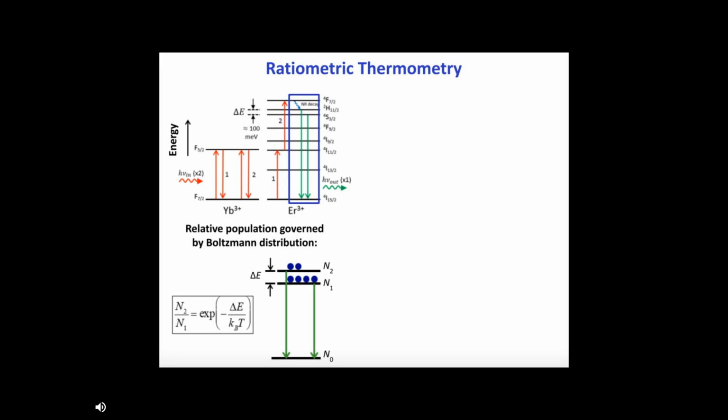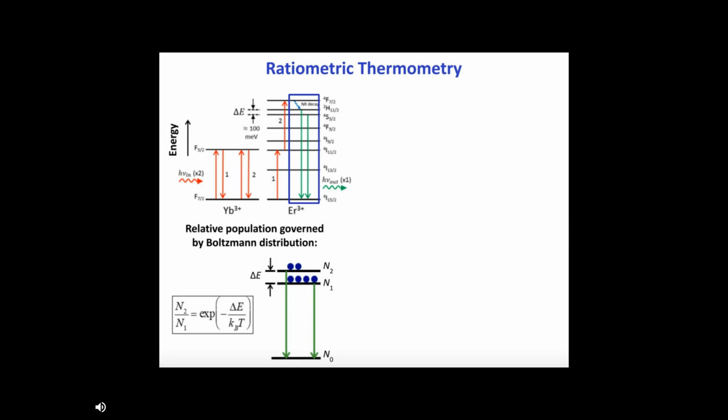But we can really understand the basic temperature-dependent physics by considering a simple three-level diagram for erbium. So what you see here is erbium's ground state along with two higher energy thermally coupled excited states from which the erbium can return to the ground state by emitting a green photon. And the key is that the relative population of these two excited states is governed by Boltzmann statistics. And that's fundamentally where our temperature-dependent signal comes from.